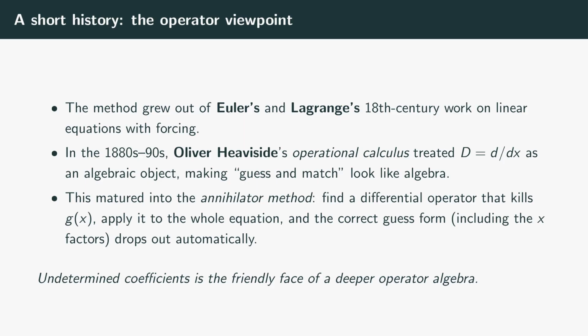It eventually matured into the annihilator method. You find a differential operator that kills the forcing term g of x, apply it to the whole equation, and the correct form of the guess, including exactly the right factors of x in the overlap cases, falls out automatically with no guessing at all. So the friendly table you learned today is really the surface of a deeper and very elegant operator algebra.